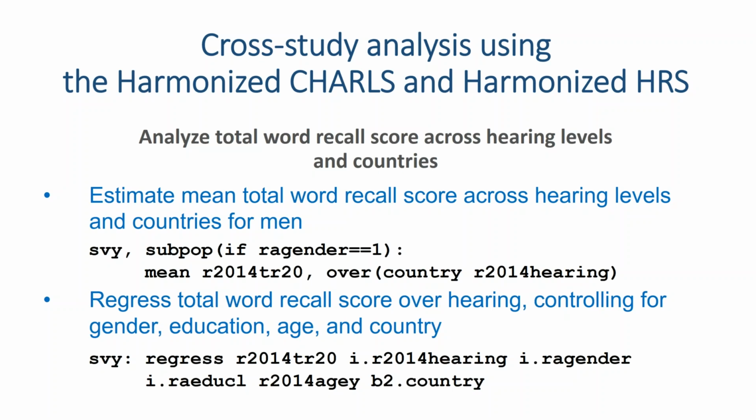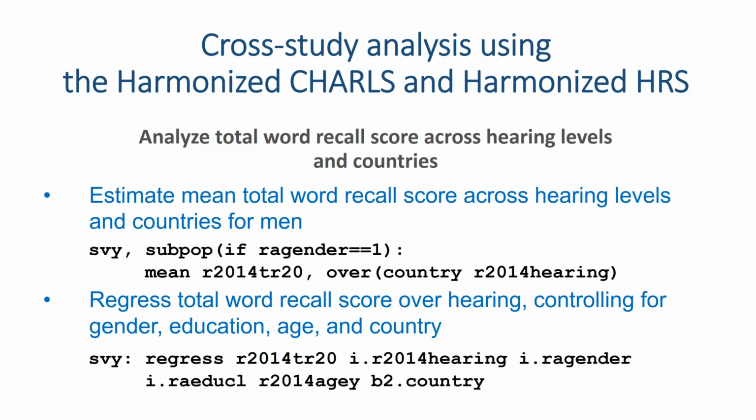Now, if you're interested in limiting your analysis to a subpopulation, then I'll show you how to do that. For this example, we'll look at word recall across hearing levels and countries, but limit it only to men. To do that, we're going to add a comma and subpop after svy, then set our condition. In this case, if RA gender is equal to 1. If you were to instead put an if statement after the mean statement, as in mean R 2014 TR20 if RA gender equals 1, then the standard errors would not be calculated correctly.